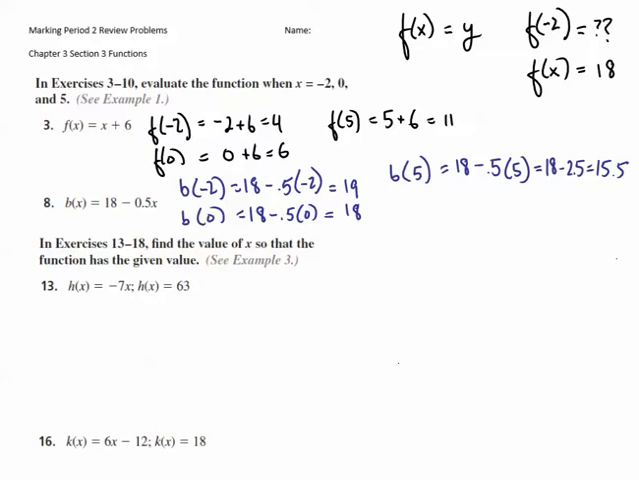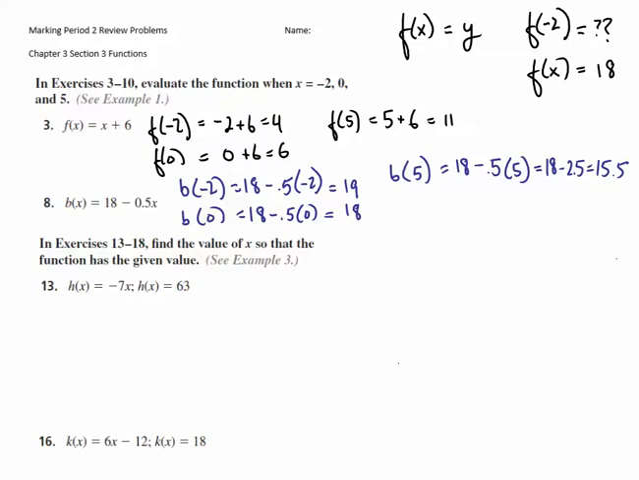Next, number 13, we want to find the value of x this time so that the function has the given value. Before, we were finding what y is when x has a certain value. In this case, we want to find out what x is when y has a certain value. So since the function definition is h of x equals -7x, we want to find out for what value of x will that equal 63.